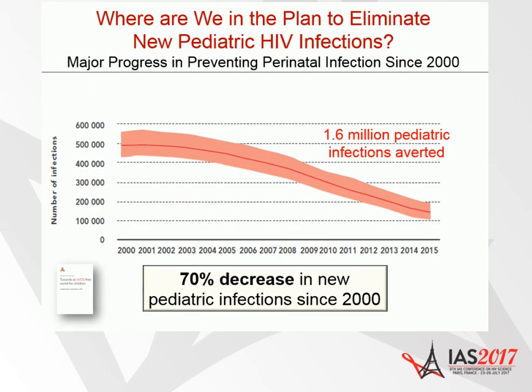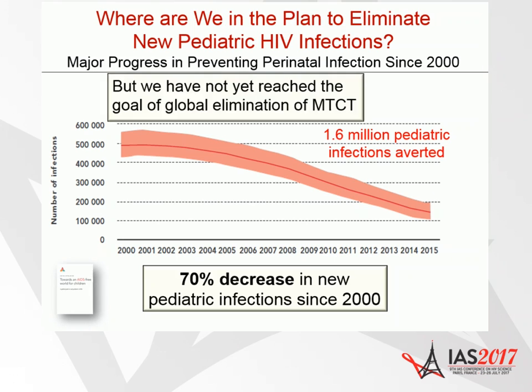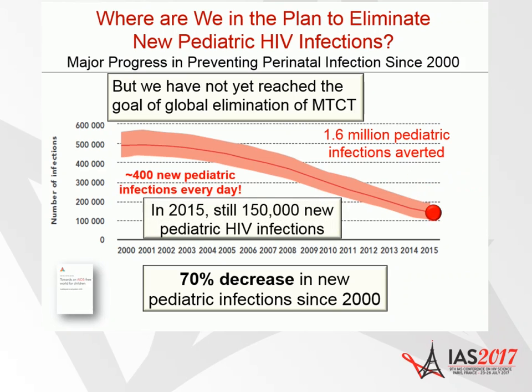So let's talk about where we are in the plan to eliminate new infections. We've made major progress since 2000. In 1999, there were 500,000 infections in that 1 year alone. We've averted 1.6 million infections, a 70% decrease since 2000. However, we've not yet reached the goal of global elimination of transmission. And in 2015, we still had 150,000 new infections, and that's 400 new infections every day.